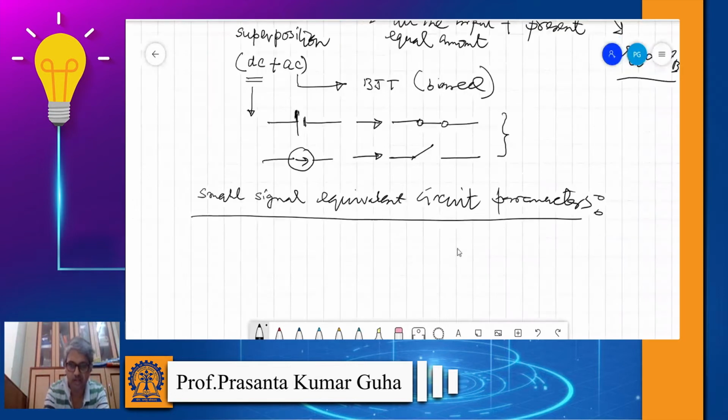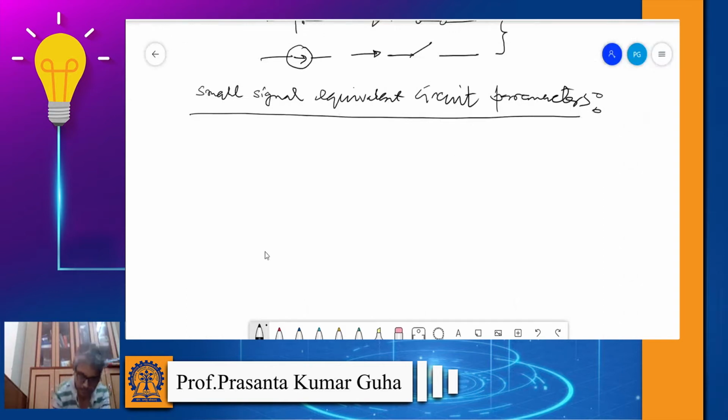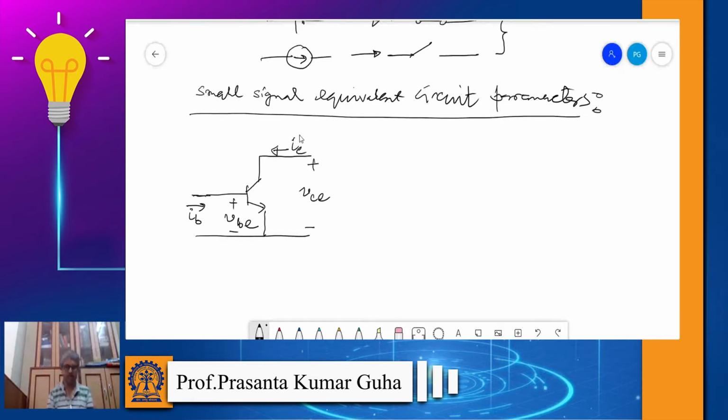Let's just consider the BJT as a two-port network where this is our IB and this is our VBE. This is our VCE and this is our IC. So all are AC signals and we are considering the BJT as a two-port network. Let's define some of the small signal parameters.